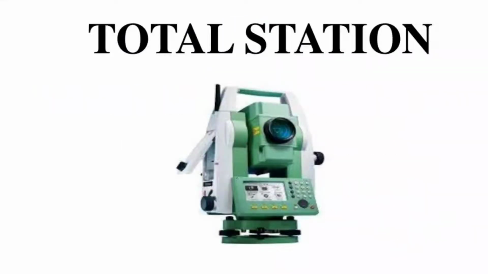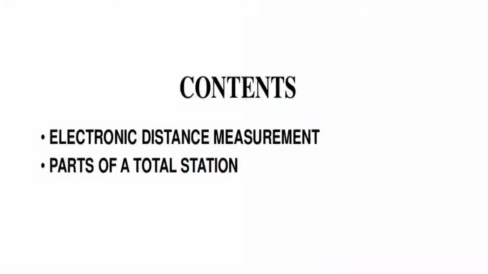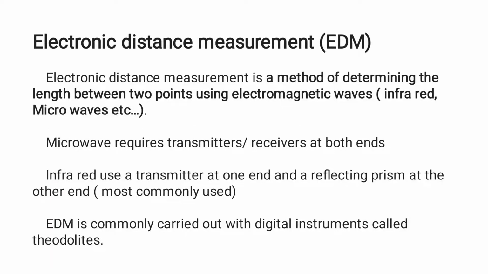Today we learn about the total station, especially electronic distance measurement and the parts of a total station. In surveying, accurate distance measurement was the most difficult operation. The introduction of electromagnetic distance measurement has completely removed this difficulty. It is a method of determining the length between 2 points using electromagnetic waves, infrared, microwaves, etc.